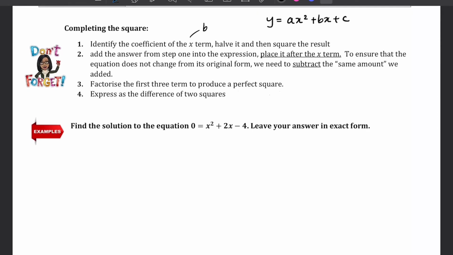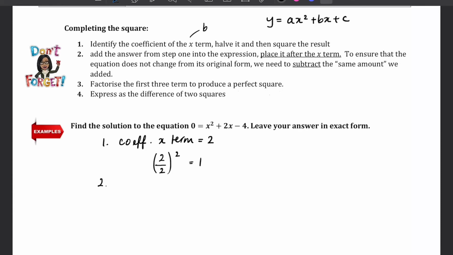So let's take a look at the example that we're going to work through. It's asking us to find the solution to the equation 0 equals x squared plus 2x minus 4. And what we need to do here is leave our answer in exact form. So let's follow through the steps and then go on and actually solve it. Step 1 says to identify the coefficient of the x term, and that coefficient is 2. So what we're going to do now is halve it and then square it. That's going to give us an answer of 1.